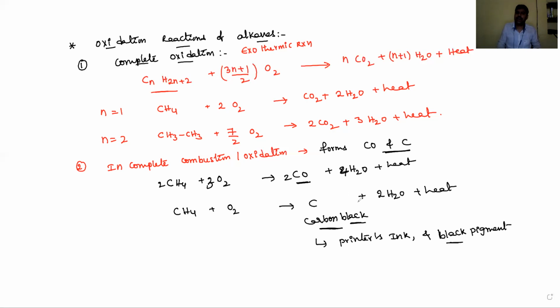Now the third one is controlled oxidation of alkanes. Let's see, dear students. The next one is controlled oxidation of alkanes, producing different types of products. This depends on the nature of the catalyst. If the catalyst is changed, automatically the product will change. And these controlled oxidation reactions are very, very important. Directly they are asking questions in NEET and JEE examinations. So we must remember these controlled oxidation reactions with catalysts.